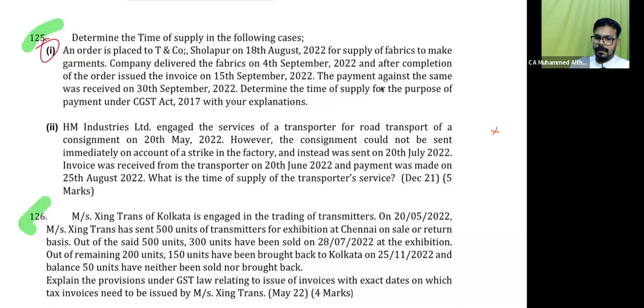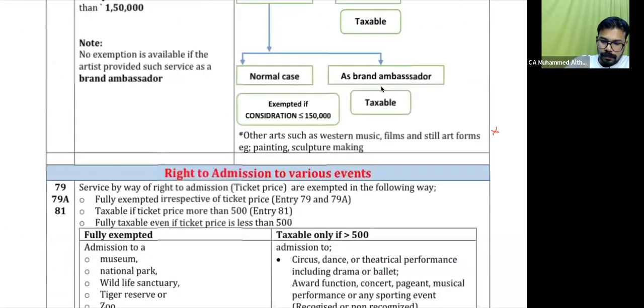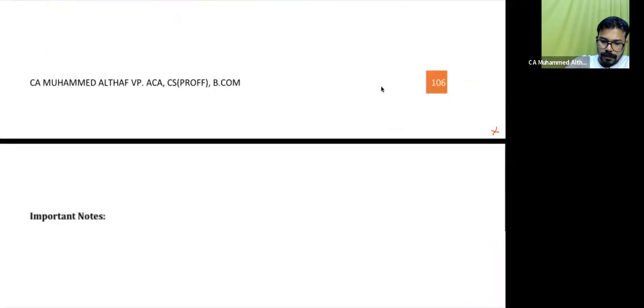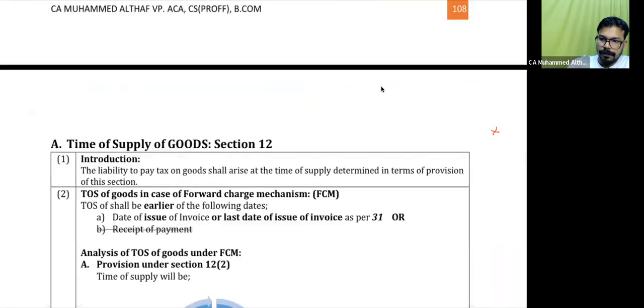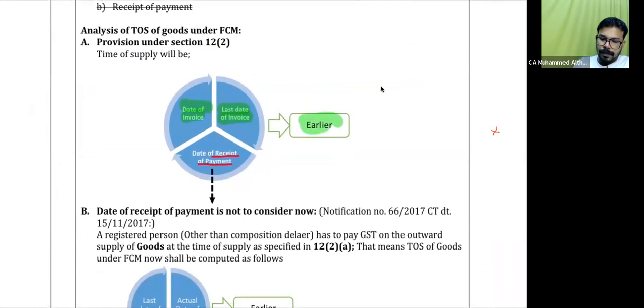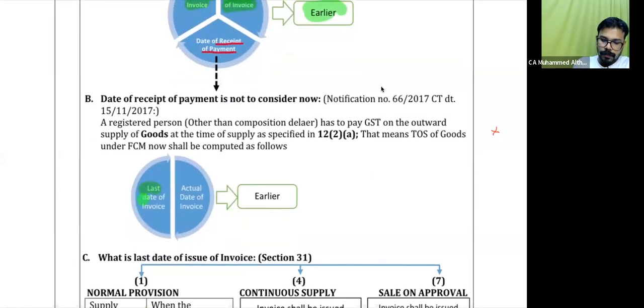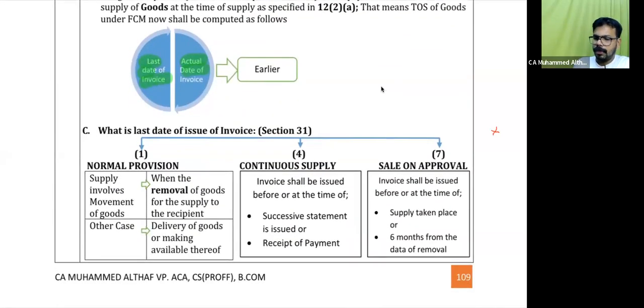Okay, fine. So tell me, everyone, 125th question. What is the time of supply? This is goods. Fabrics is goods. In case of goods, how do you determine the time of supply? It's very simple: date of invoice or last date of invoice, whichever is earlier. Correct? Date of payment is not to be considered because there is a notification. So the last date for invoice and the actual date of invoice, and the date of removal and everything.